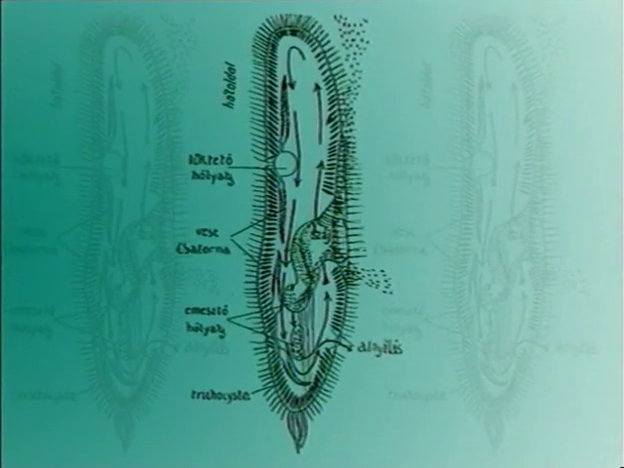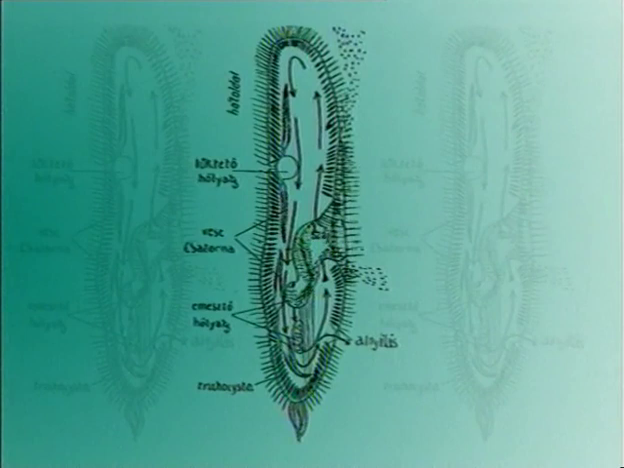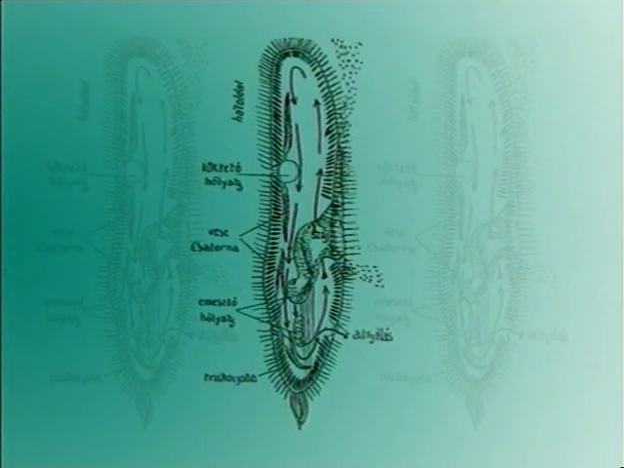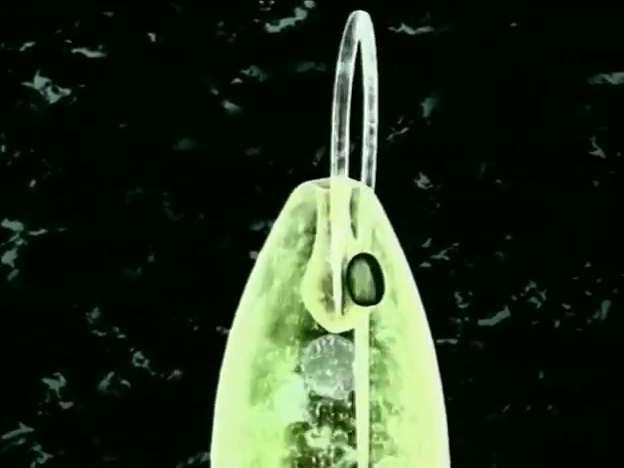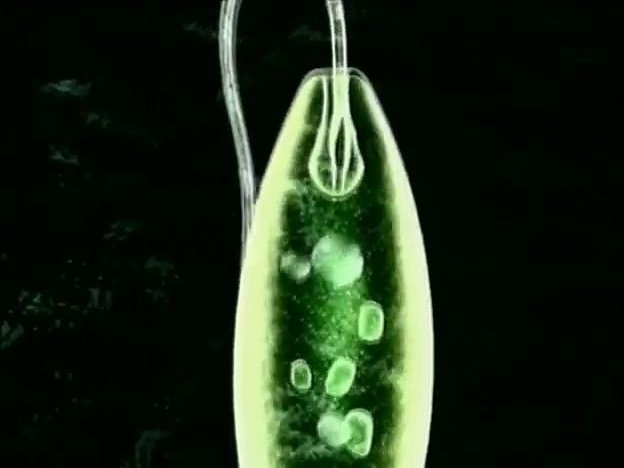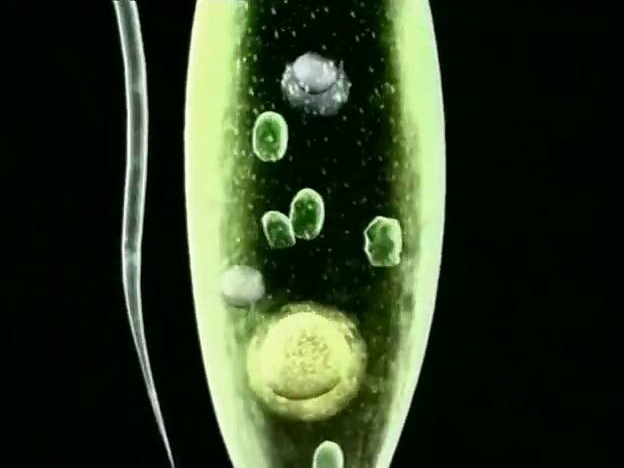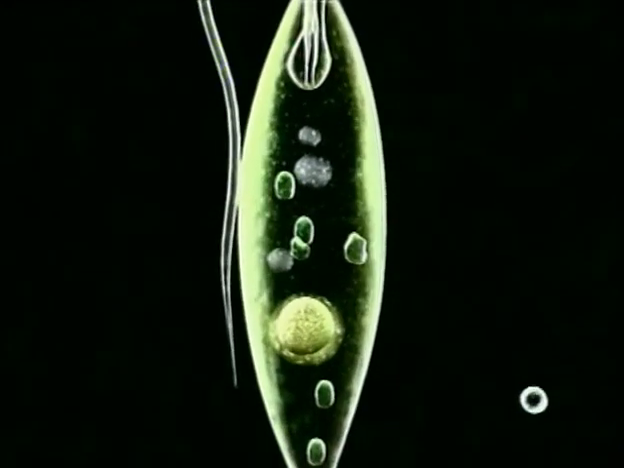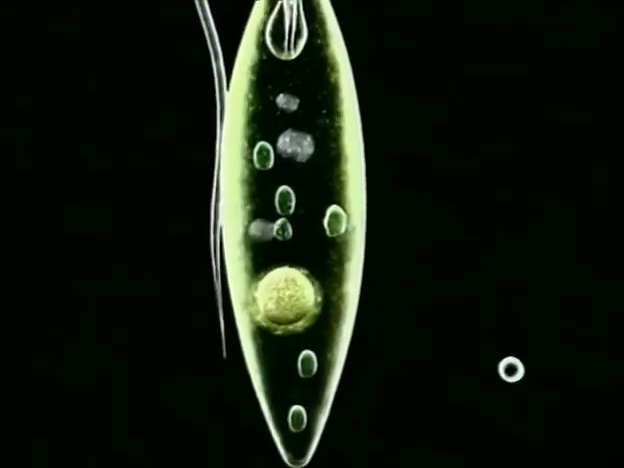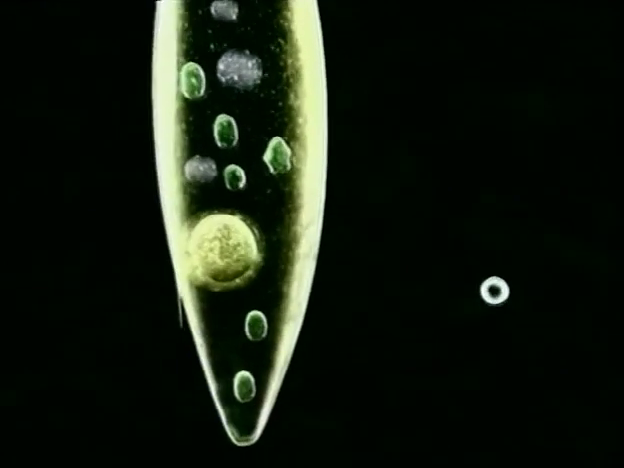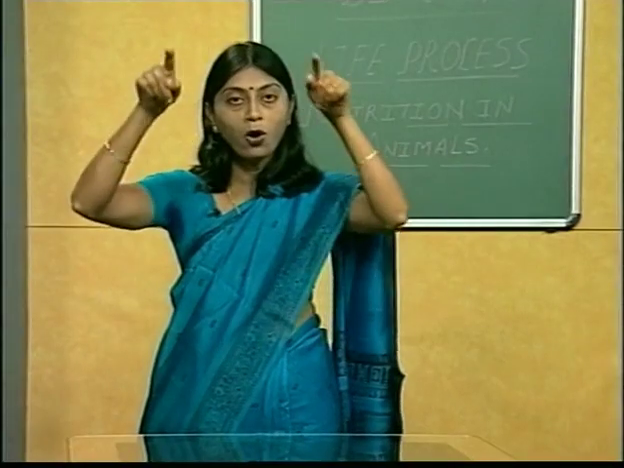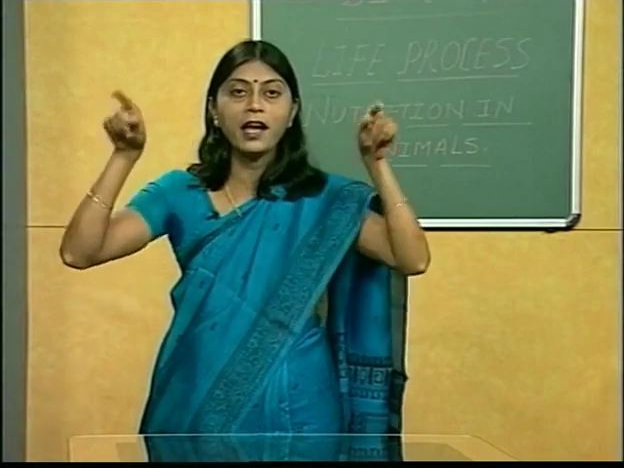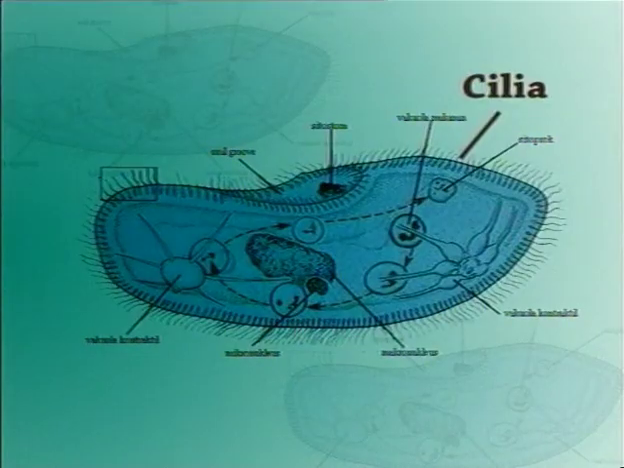Next example of a unicellular organism is the paramecium. Paramecium also has the same type of nutrition, but the only difference is that amoeba has no fixed shape, but paramecium has a fixed shape. It is slipper shaped, isn't it? And all over the body it has hair-like projections, and these projections are known as cilia.